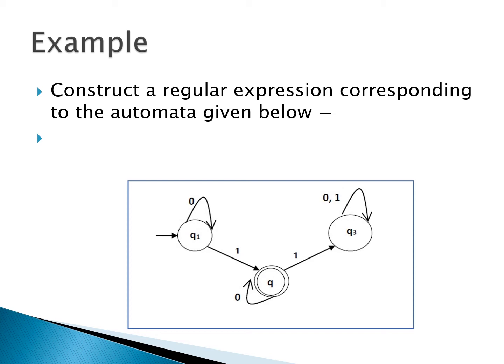For Q1, there is only one incoming edge. So the equation of Q1 is Q1 equals Q1 0 plus epsilon. We write Q1 0 because 0 is the incoming edge on the Q1 state. For Q2, there are two incoming edges. So the equation of Q2 is Q2 equals Q1 1 plus Q2 0. For the equation of Q3, there are three incoming edges. So the equation is Q3 equals Q2 1 plus Q3 0 plus Q3 1. So here are the equations given below.